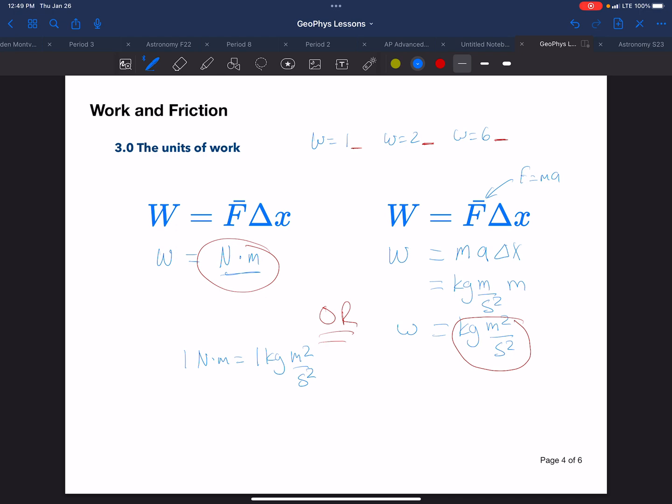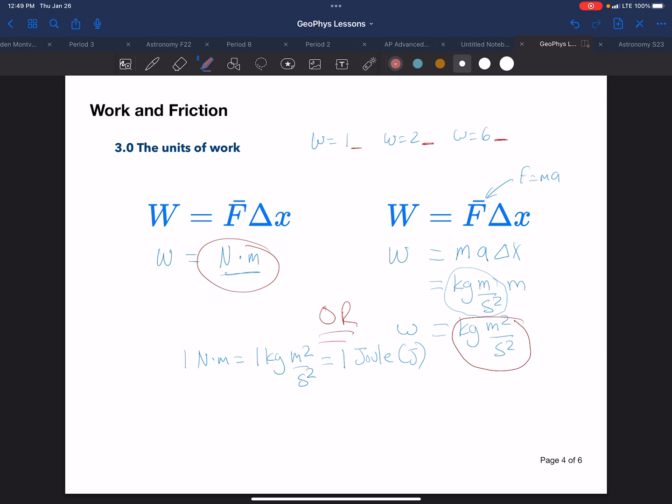Now that's a mouthful. Kilogram meter squared per second squared. Even newton meter is a mouthful. What we do sometimes in science, just like we did with newtons, where earlier in the course we learned that a kilogram meter per second squared is a newton, is take a mouthful and give it another name, and we do. This unit is a joule, abbreviated J.